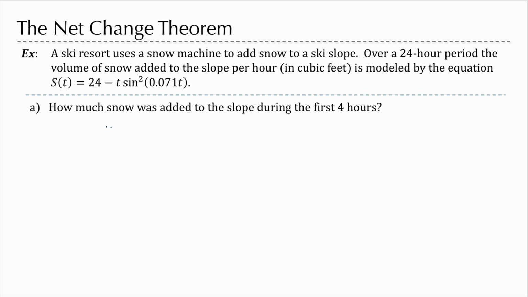So because S of t is the amount of snow, in cubic feet per hour, this right here is the rate of change. So if we integrate that from 0 to 4, which is the first 4 hours, that's basically finding the area under that curve. Geometrically, we're taking this right here, which is cubic feet per hour, and multiplying it over the time period, hours. So that means whatever the answer is, it's going to be measured in cubic feet, which is what we want. We want to know how much snow, which would be cubic feet, was added during that time period.